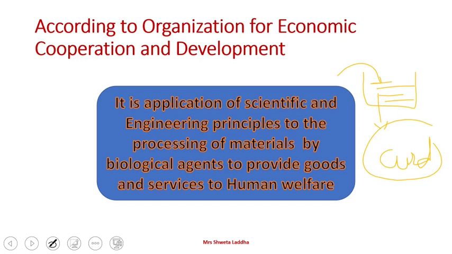So what is applied here? Engineering principles, scientific principles of fermentation, of course, and which biological agents are we using here? Bacteria. What is the product? We are getting curd, and of course curd is useful for human or mankind. So again I repeat, it is the application of scientific and engineering principles to the processing of materials by biological agents. We process milk by using bacteria to provide goods and services useful to mankind or human welfare.